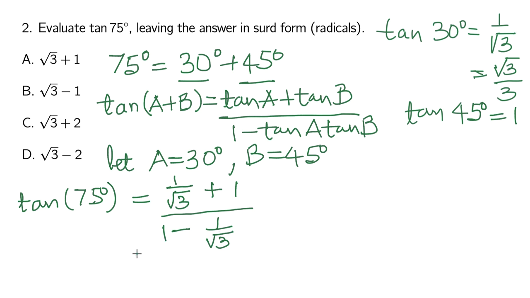And when we do that, what do we get? By multiplying the numerator by square root of 3, the first one, 1 over root 3 times square root of 3, becomes 1. And then this 1 times square root of 3 becomes square root of 3. And then for the denominator, we have 1 times square root of 3, which is square root of 3, and then 1 over square root of 3 times square root of 3 is 1.